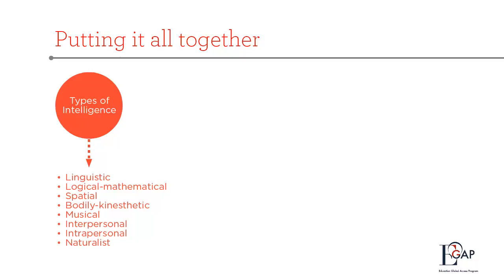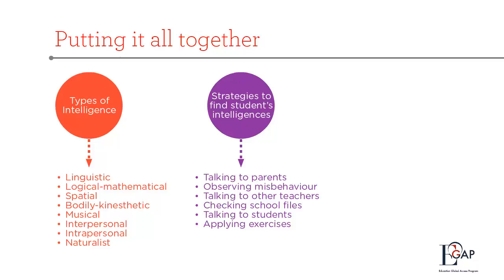Let's review. In this lesson, you learned the 8 different types of intelligence included in multiple intelligence theory: linguistic, logical mathematical, spatial, bodily kinesthetic, musical, interpersonal, intrapersonal, and naturalist. You learned a few strategies for figuring out what kind of intelligences are most prevalent in each of your students, including talking to parents, observing how students misbehave, talking to other teachers, checking school records, talking to the student directly, and observing how students respond to exercises that align with each of the 8 learning styles.